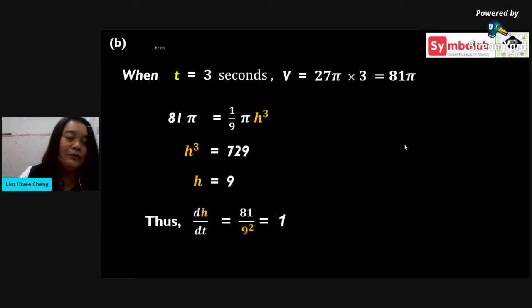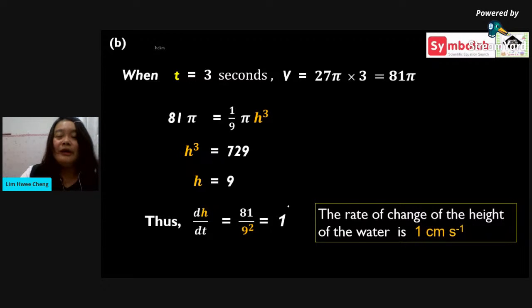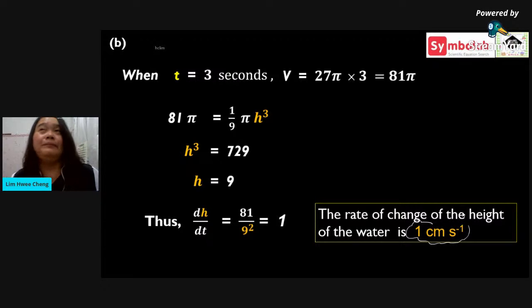So you substitute your H. 9 squared, you get 1 meter. So your rate is 1, right? The rate of change of the height. So your dh/dt is 1 cm per second. 1 cm per second.